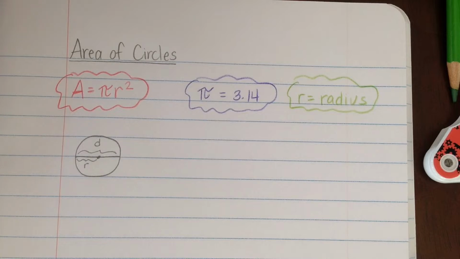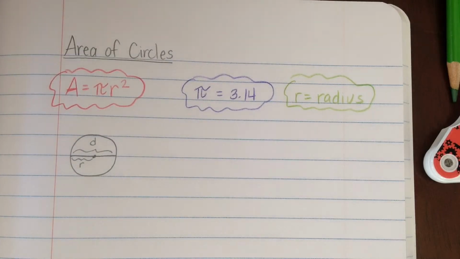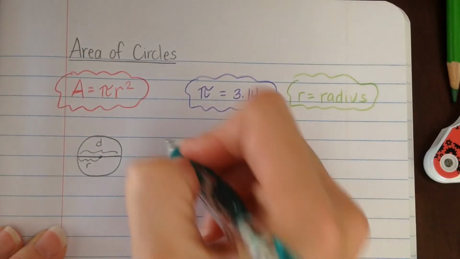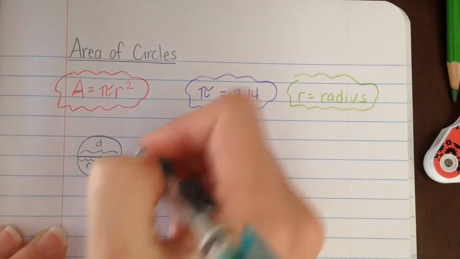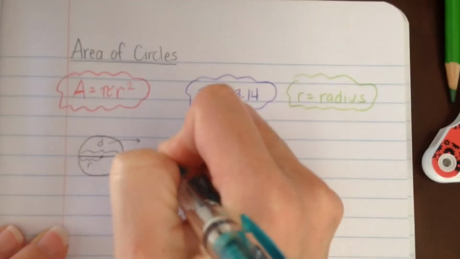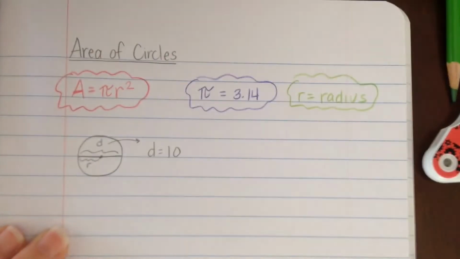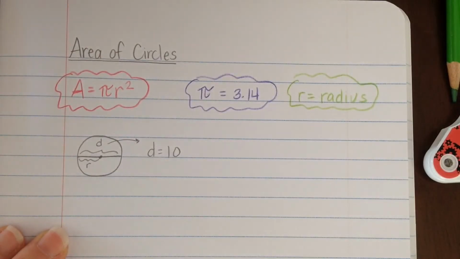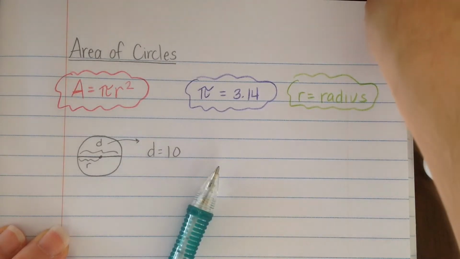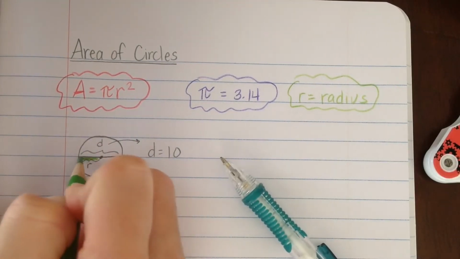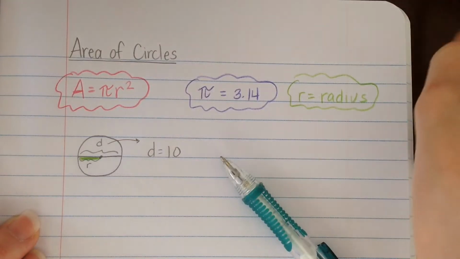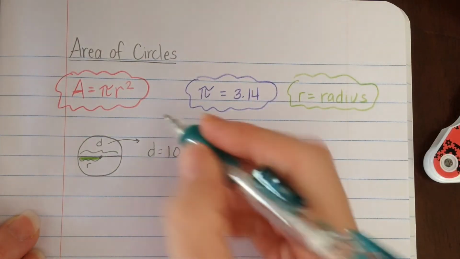Okay, so let's do our first example where we have a circle, and let's say the diameter equals 10. Well, if the diameter is 10, then what's the radius going to be? It's going to be half of that, which is 5.